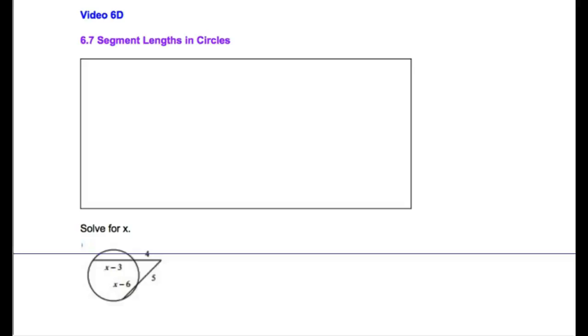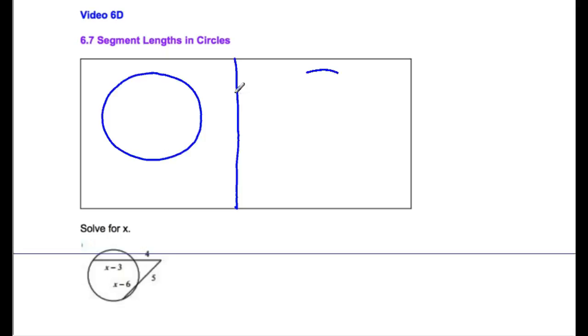Welcome to video 6D, and we are almost done with this circle stuff and almost done with everything. So congratulations for making it this far. We're going to have two things in our concept box today, and surprise, surprise, more circles.